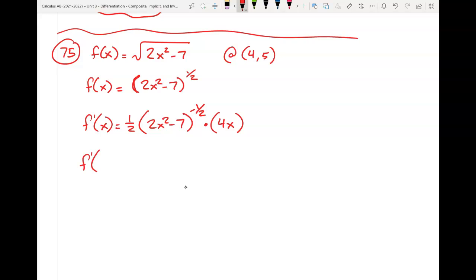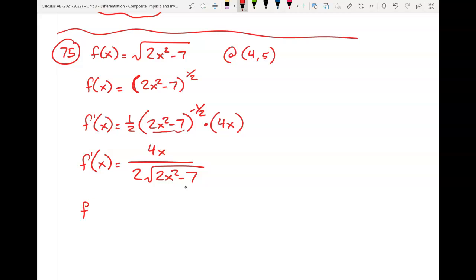If I simplify that, that should be, let's see, what is in the numerator? That'd be 4x over 2 times this to the 1/2 power, or the square root of 2x squared minus 7. All right, we want to find the tangent line at 4, 5.